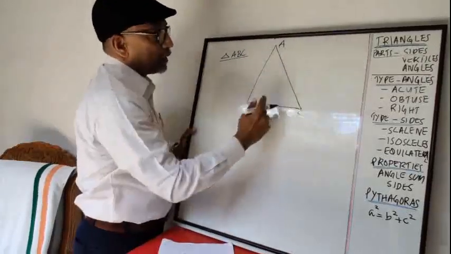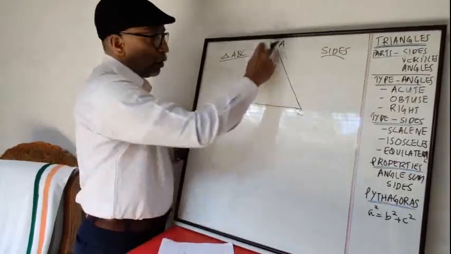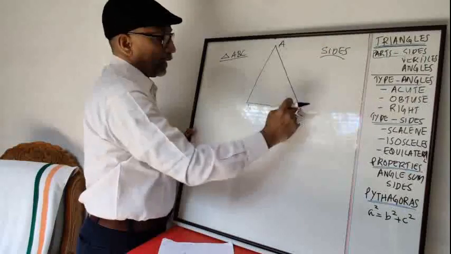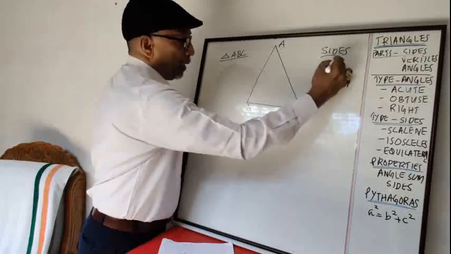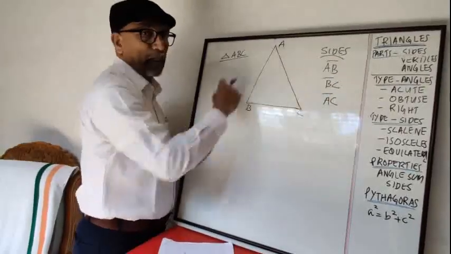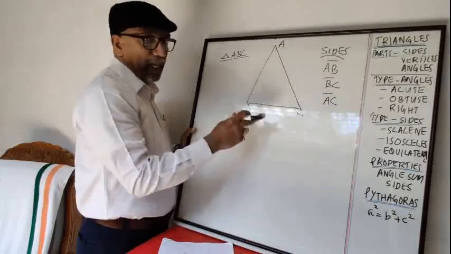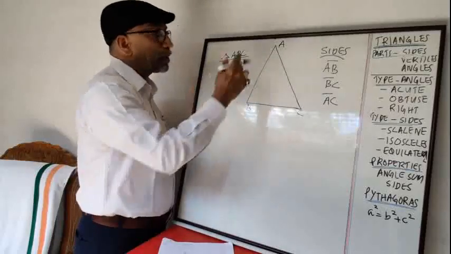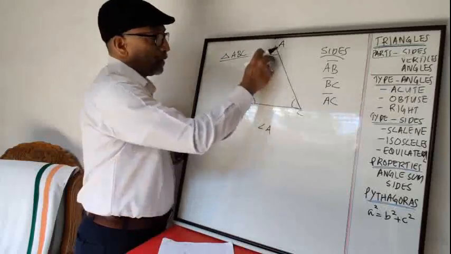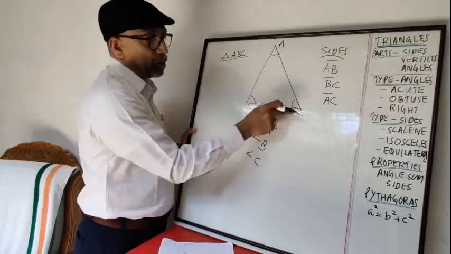Okay, then what are the parts of the triangle? We have three parts of the triangle. The first one is sides. We have three sides: side AB, side BC, side AC. Like that, line segment AB, line segment BC, and line segment AC. These are the three sides of the triangle. You know that, I don't have to mention it again and again. After sides, you know the other one is? Yes, it's angles. These are the three angles of the triangle. This is angle A, this is angle B, and this is angle C.